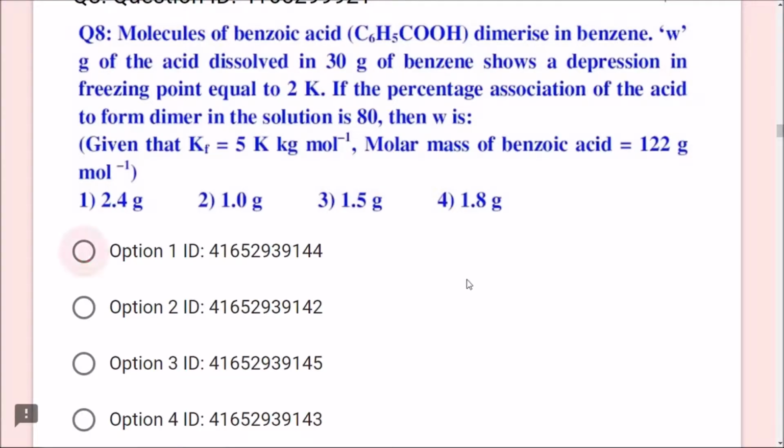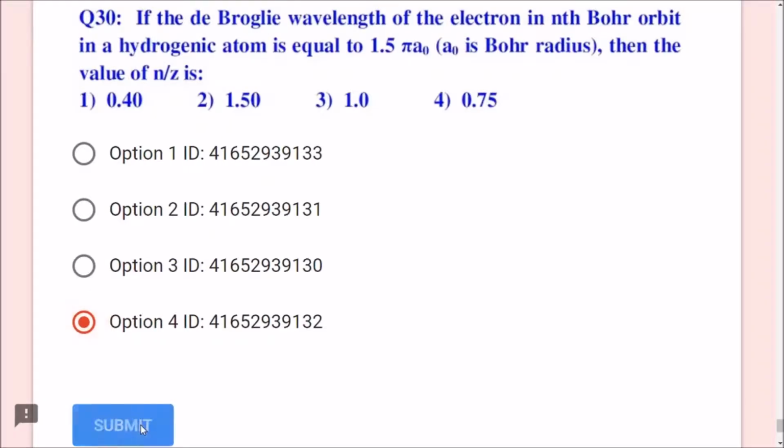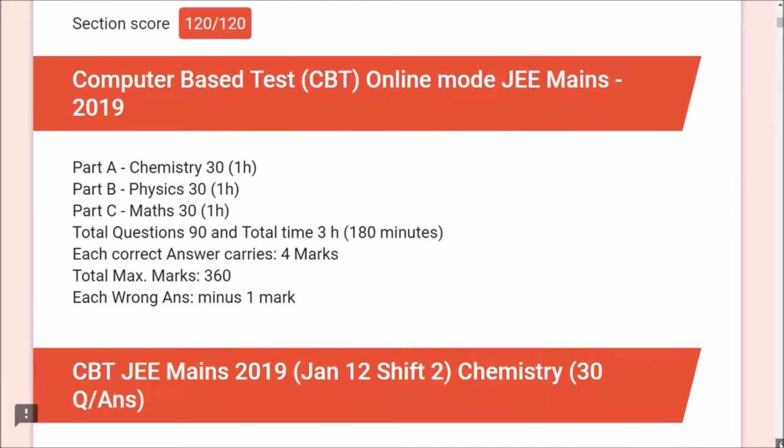Number 1 is the correct option, friends. Once you finish, you can submit using this button, and there you will get answers and analysis of your questions and marks. After submitting, you can go down and check all your question answers.